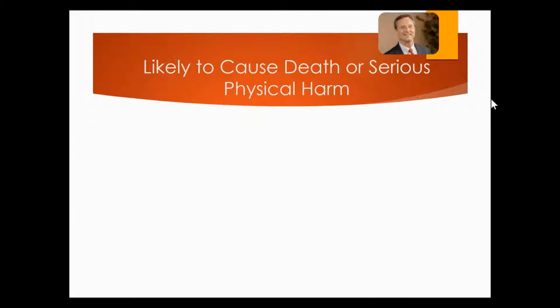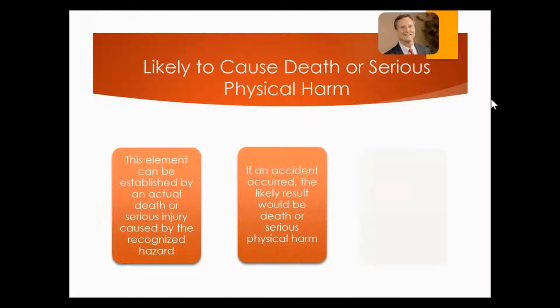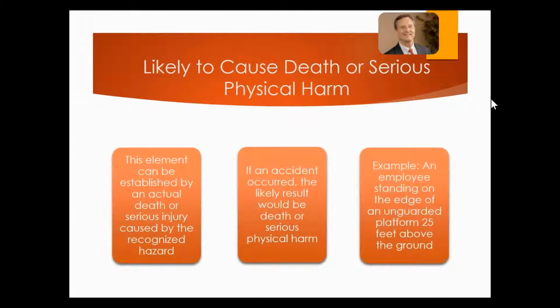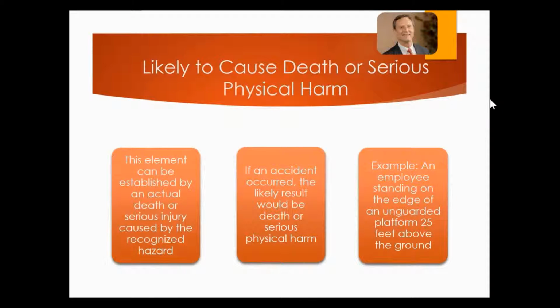I'd like to say that that's obvious, but serious physical harm can sometimes be litigated. For example, if somebody has an injury to the arm, but they're still able to use the arm, is that serious physical harm or is that just mild physical harm? But at any rate, you'll see how that can be established by OSHA.